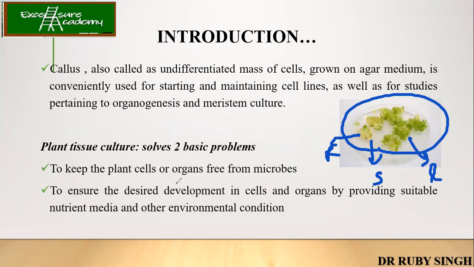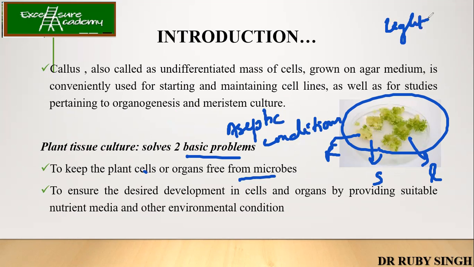Okay. Now, plant tissue culture can solve two basic problems. That is, it can keep the plant cells or organs free of microbes, of course, right? Because that's why we are talking about aseptic conditions and the growth of the plant tissue in a controlled environment. When you say controlled environment, it is actually talking about the light. There are a few plants that don't need direct exposure to sunlight. There are certain plants that don't need light at all. So they grow in the shadow. And then the temperature is also a factor. Then humidity. All these can be controlled in a particular room where it can be grown.